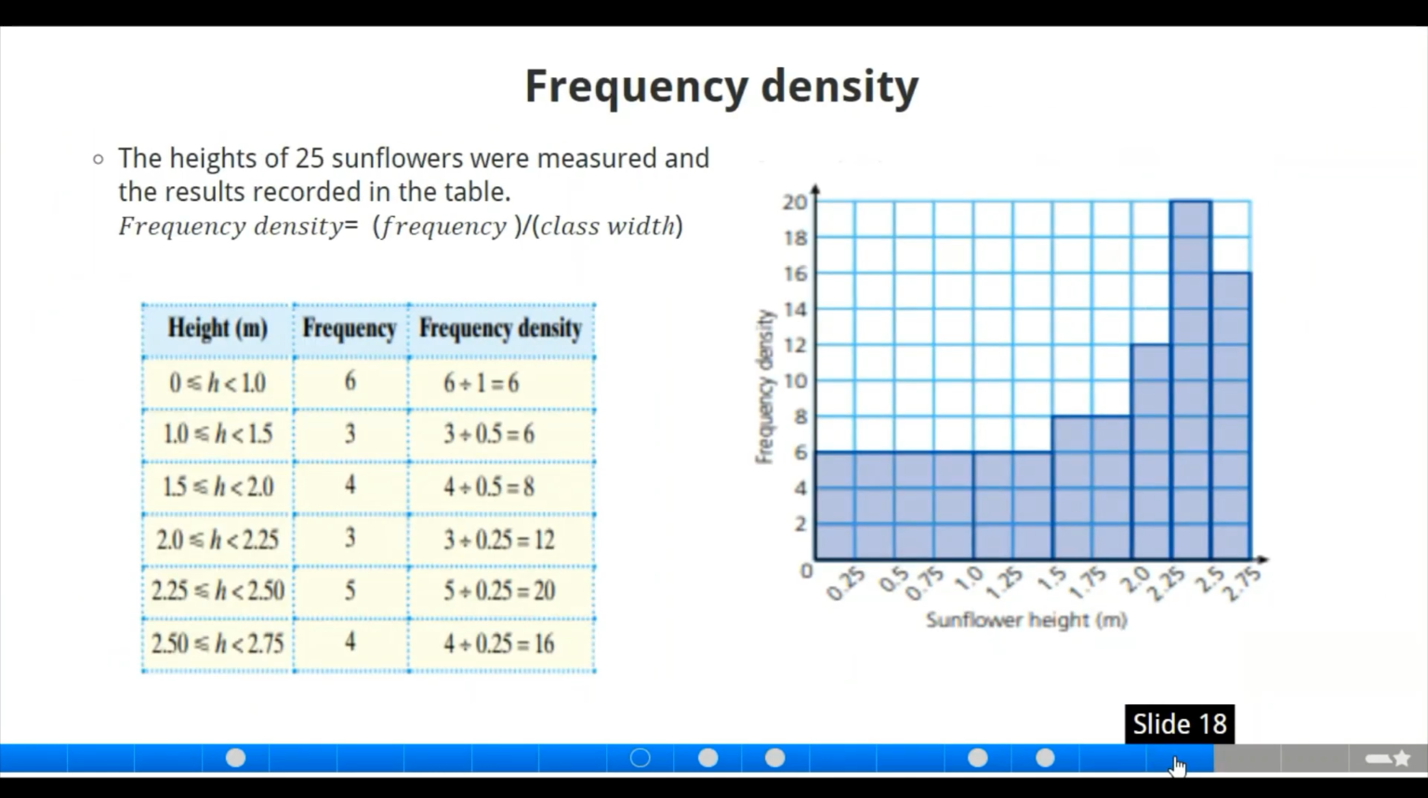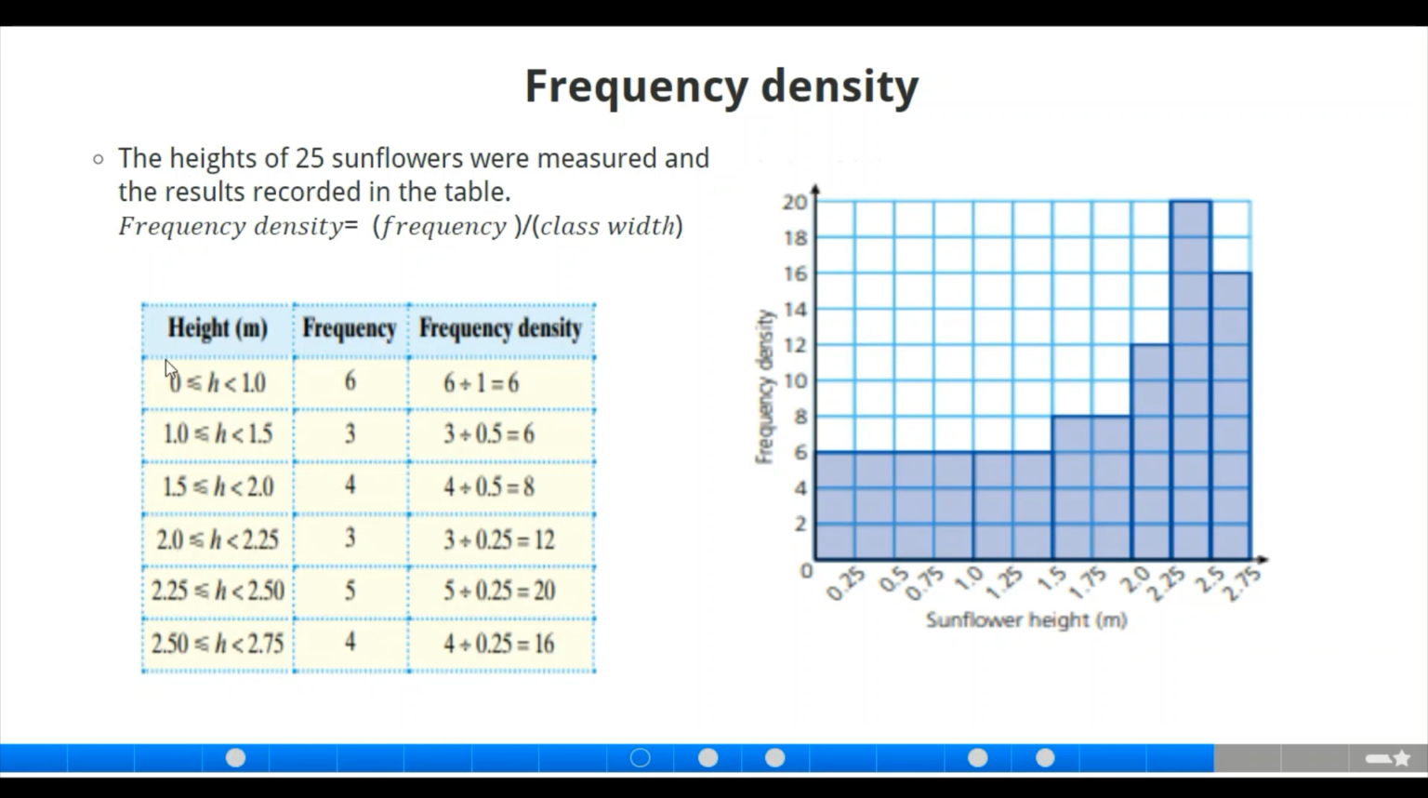Okay, so we are looking at frequency density. For us to calculate frequency density, what we do is divide the frequency by the class width. That's how we calculate frequency density of any given distribution. And how do you calculate your class width? That implies your class interval, the width between your class interval, then you look at it.